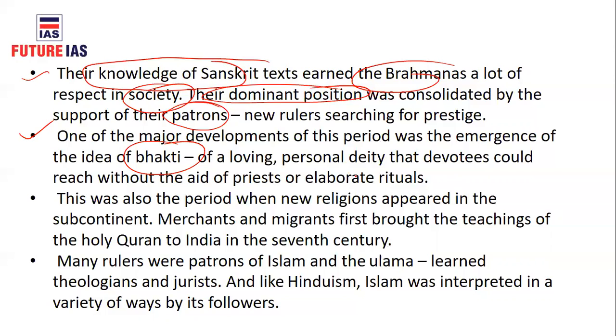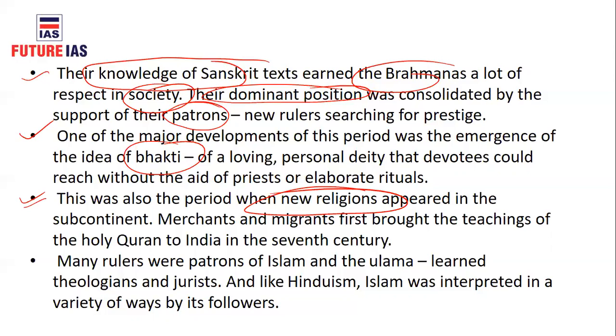And this was the period when the new religions appeared, because you must understand, because of the domination of brahmanas, because the brahmanas became more influential, they got more respect in the society, so they had a more dominant position in the society. So the bhakti movement started evolving, because people in certain sects started believing that there was a domination of these brahmins in the society. So a new religion started appearing in the subcontinent under the bhakti movement.